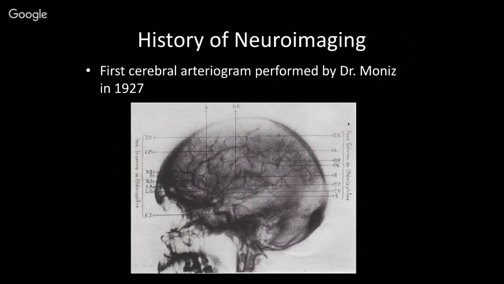Now, the next big innovation at that time for neuroimaging was cerebral arteriography. And so the first cerebral arteriogram was performed by Dr. Moniz back in 1927. It essentially involved a direct access of the carotid artery and the introduction of substances into the carotid artery that would cause these vessels to become opaque to imaging.